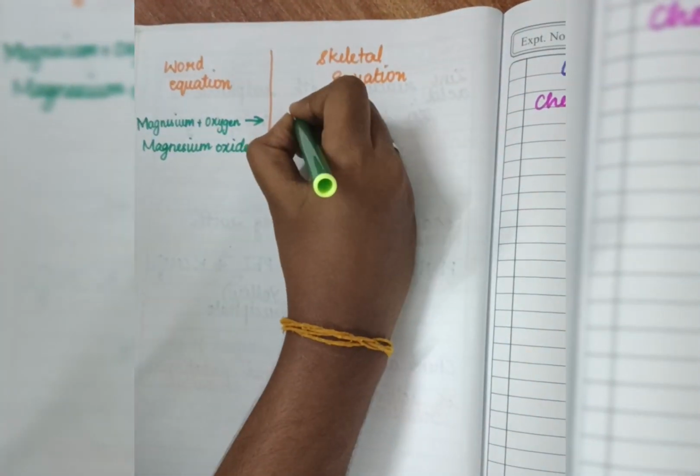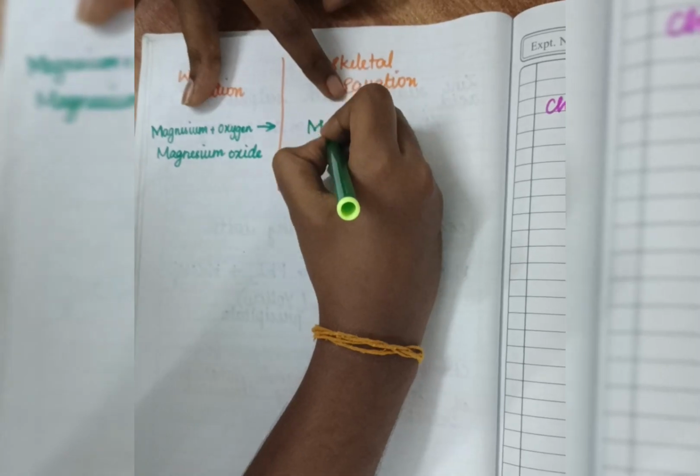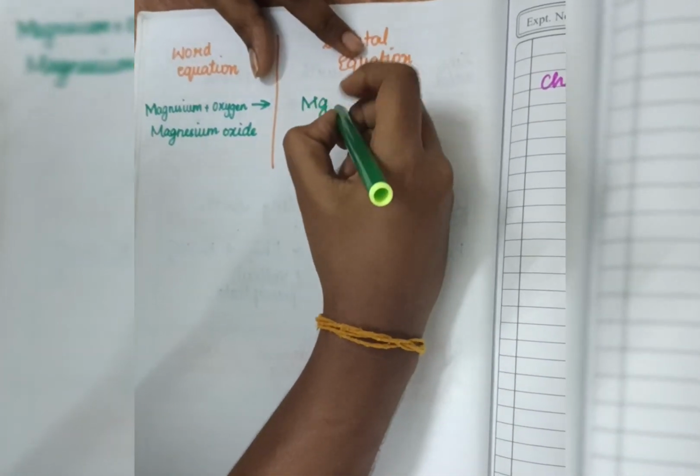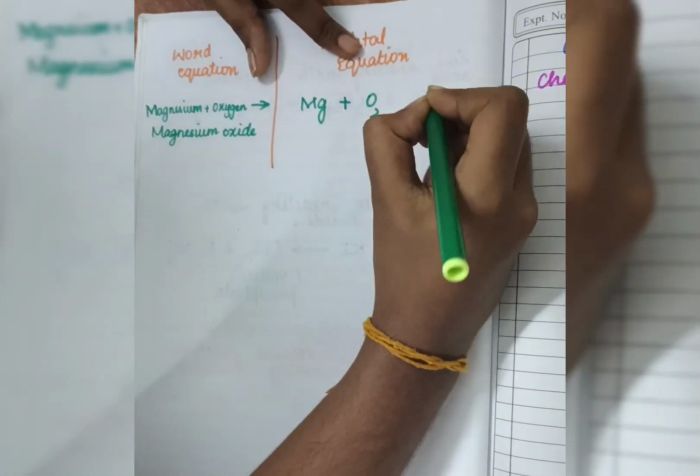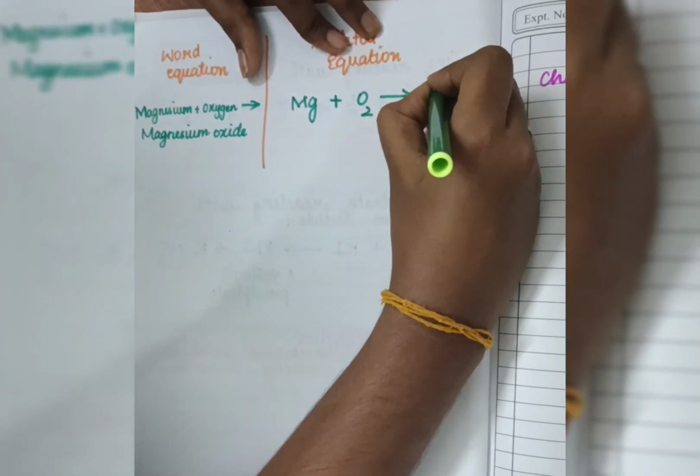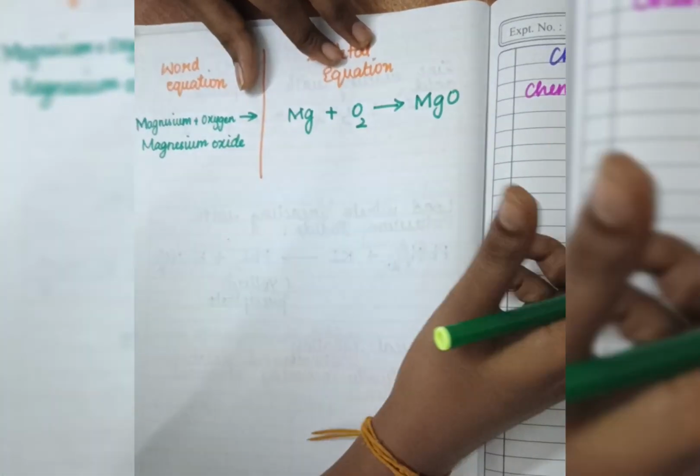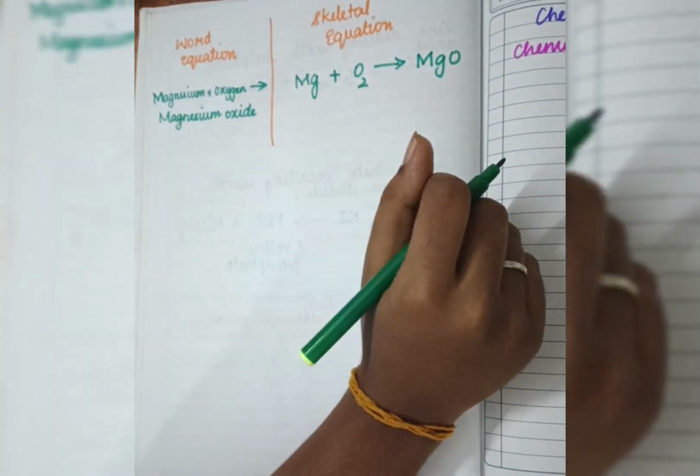Instead of the word magnesium we write Mg, which is the symbol of magnesium, and oxygen, which is O2, gives magnesium oxide. It is easier for you to write and you can understand it clearly.